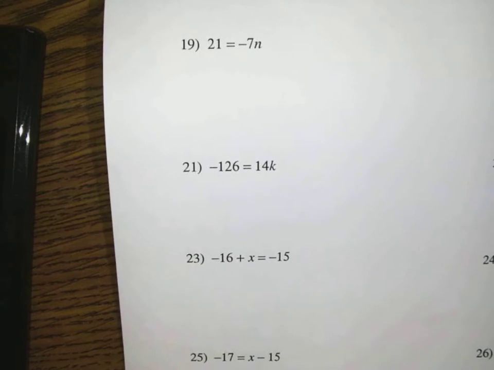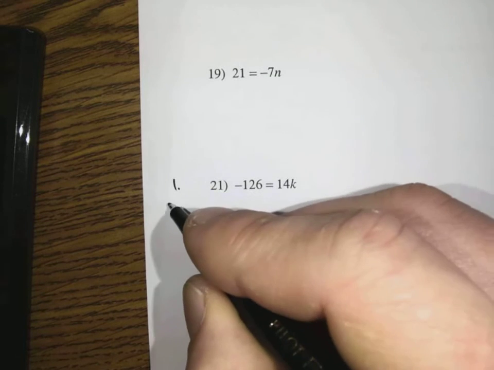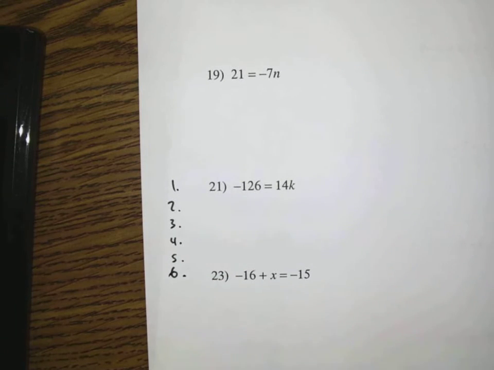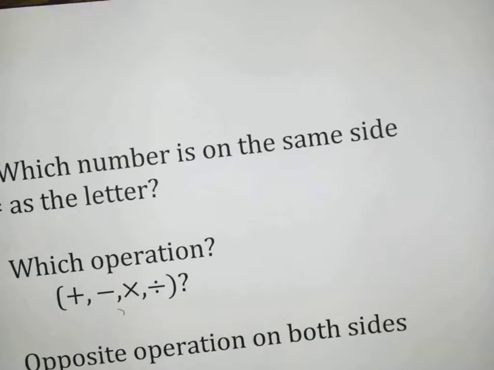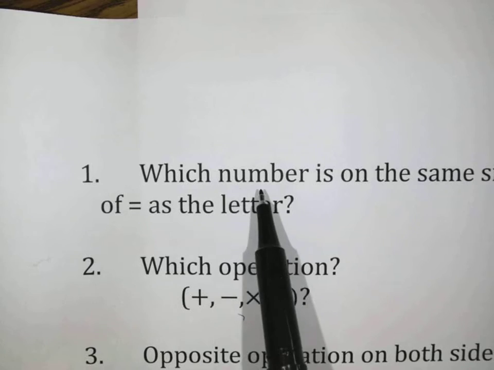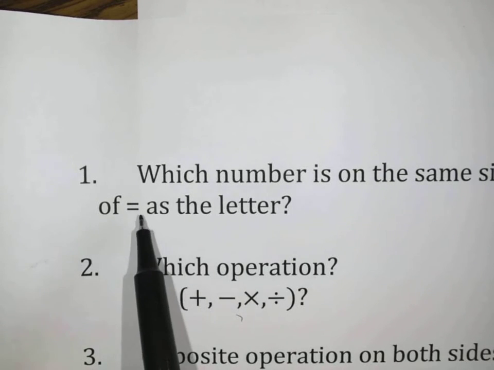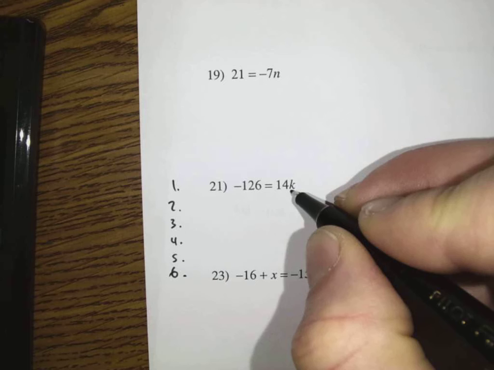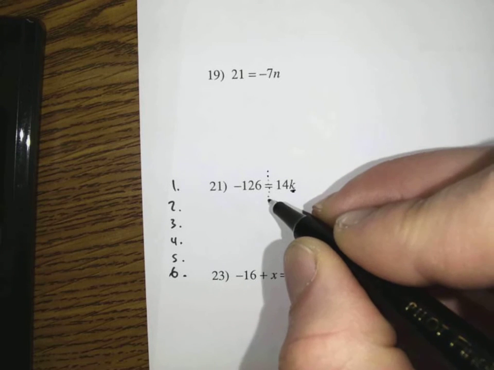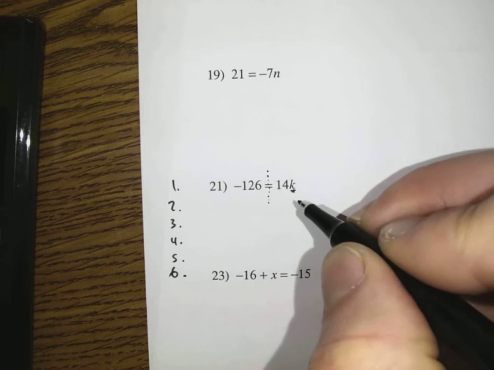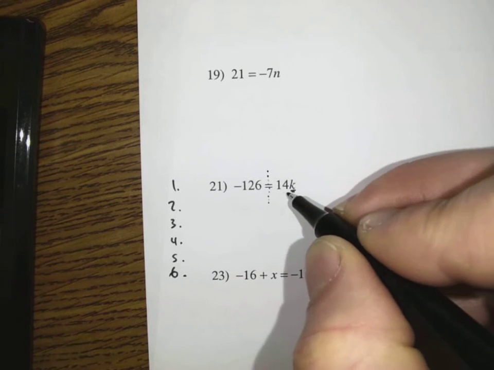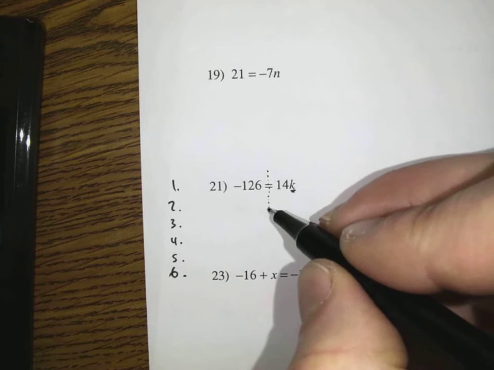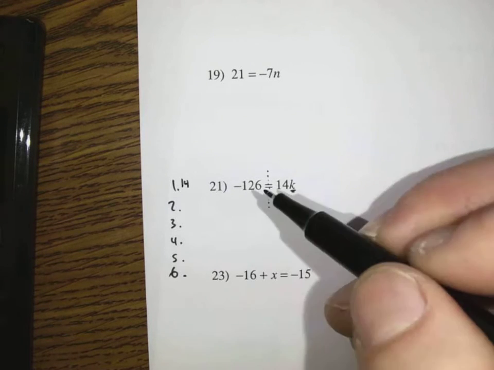Okay, so we'll look at 21. We're going to go through those 6 steps: 1, 2, 3, 4, 5, and 6. All right. Question 1: Which number is on the same side of the equals as the letter? The letter here is a K. That's the equal sign. It looks like the number 14 is on the same side of the equals as K. So that's the number 14.